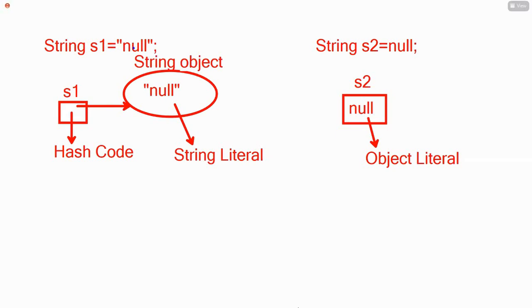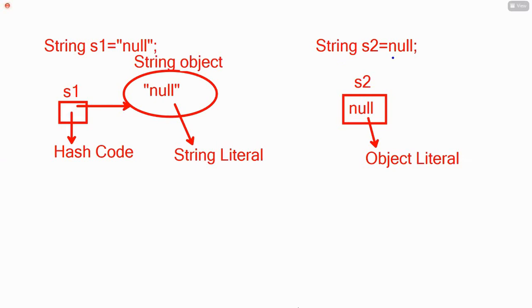Every string literal is itself an object of the String class. That's the object that is created, and that object contains "null". That object's hash code is stored in S1. S1 contains the hash code. Here, String S2 equal to null.